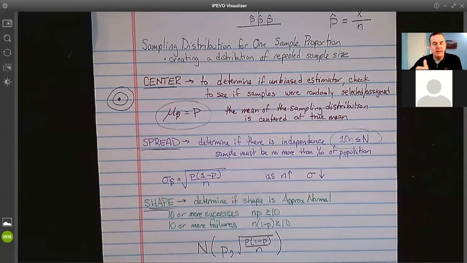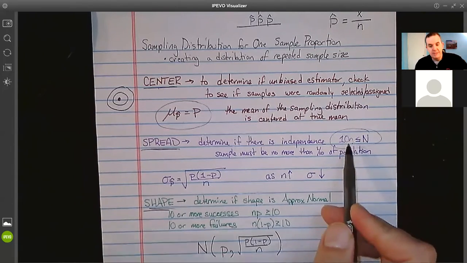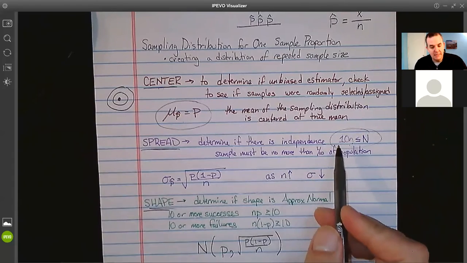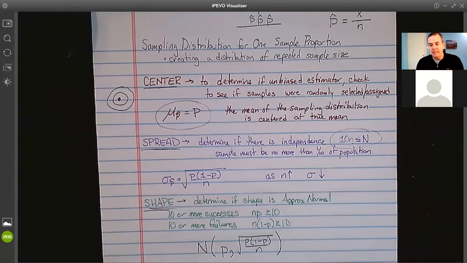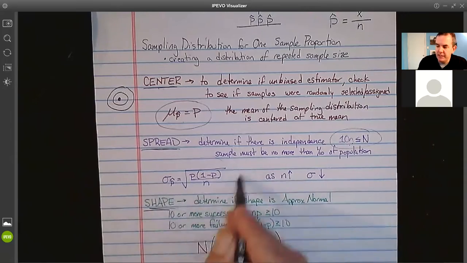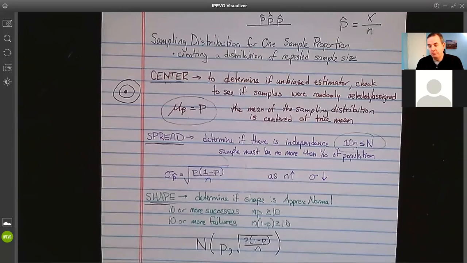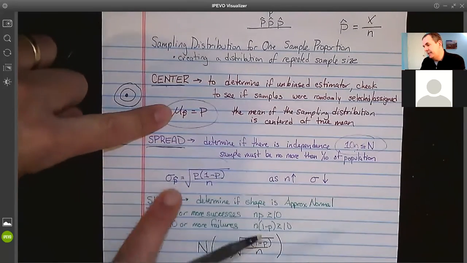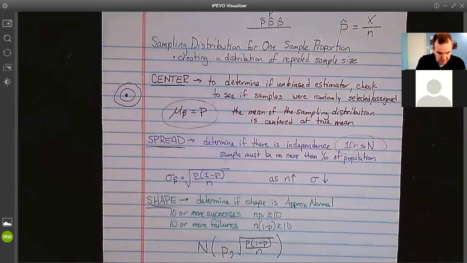Because if we do, then we violate independence. So our goal is we're given a sample size in the problem, we multiply it times 10. That then will tell us whether or not we violate independence. If we're good on independence, we can now use this formula down here. Again, on your formula sheet, this tells me my standard deviation. So these two give me my mean and my standard deviation.